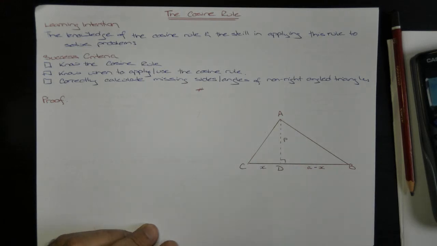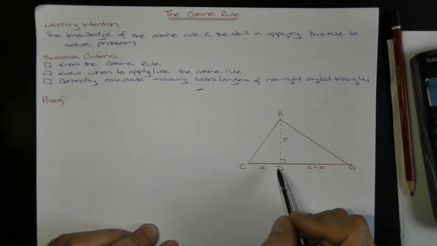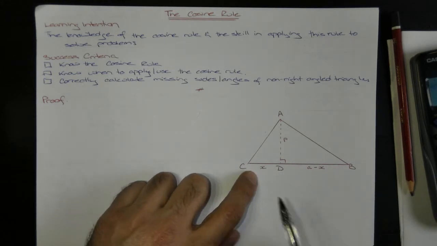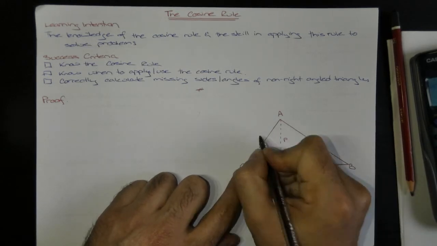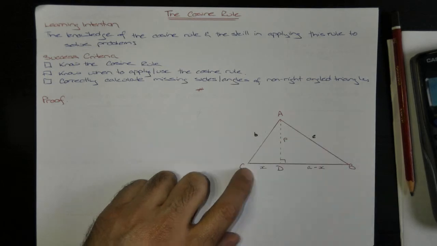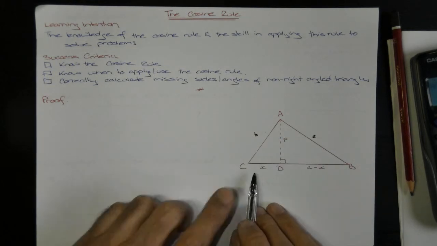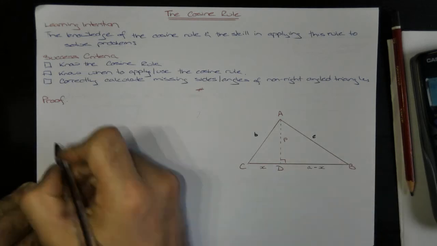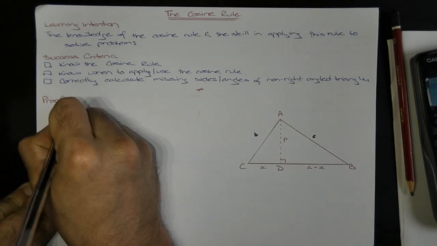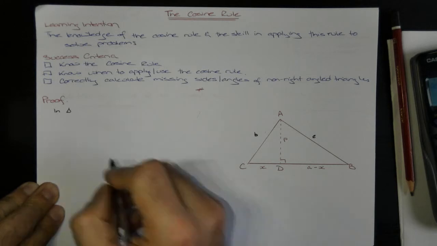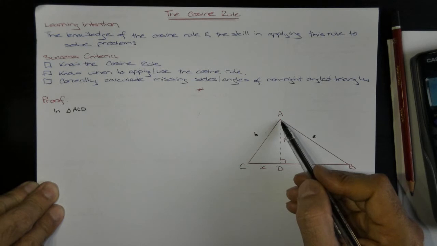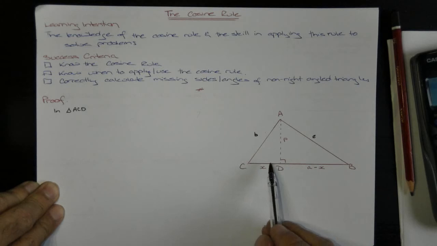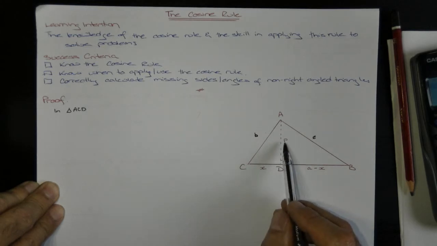Okay, so imagine we have a triangle ABC. We want to basically derive the cosine rule. This side is going to be little c, and this is going to be little b. Now, looking at triangle ACD, notice that from my angle A, I've created once again a perpendicular line to make two right angle triangles, and I've called that line or that side P.